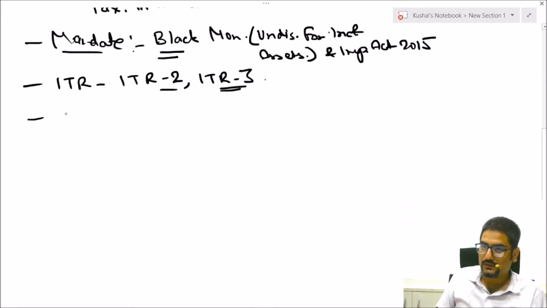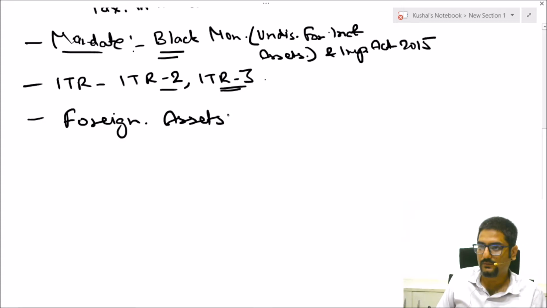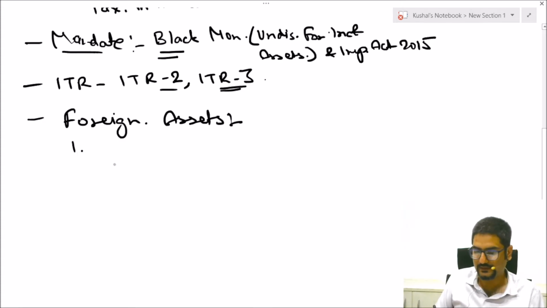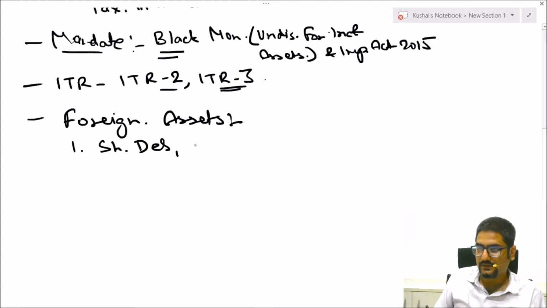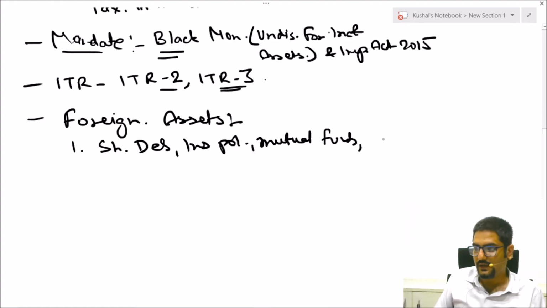Now, what are those foreign assets that need to be reported, right? The first category of assets is your shares, your debentures, your insurance policies, your mutual funds located in a foreign country, any immovable property or any capital asset.